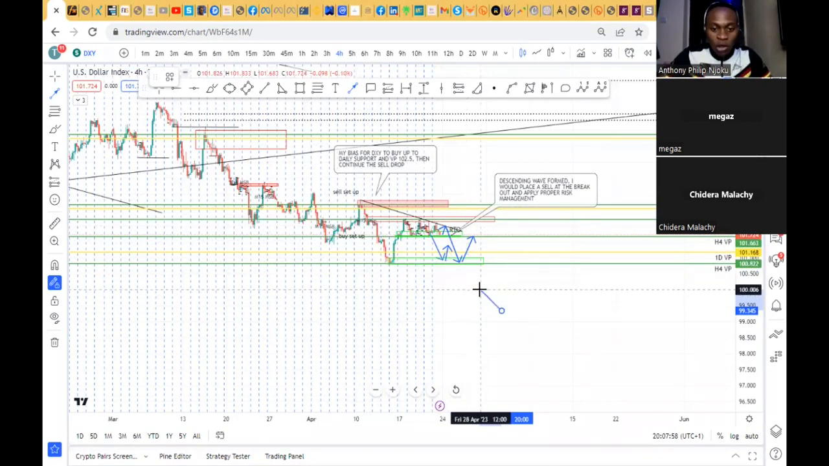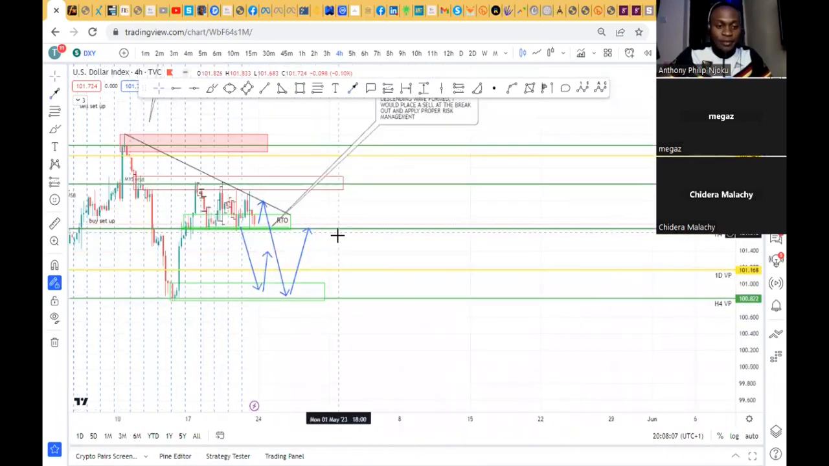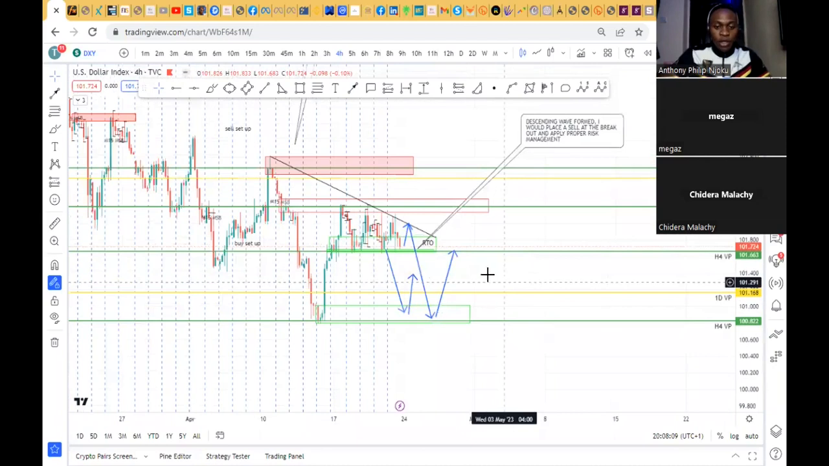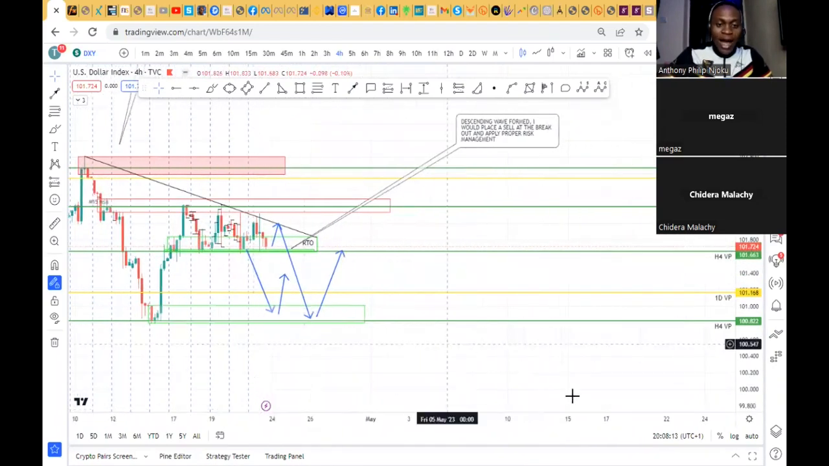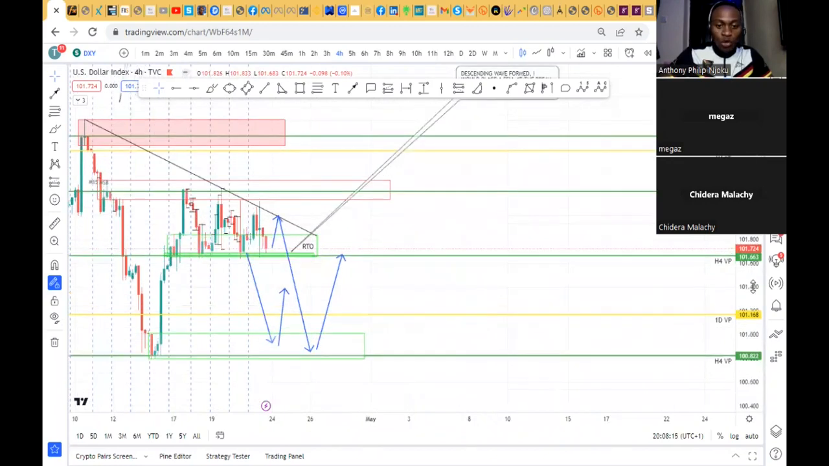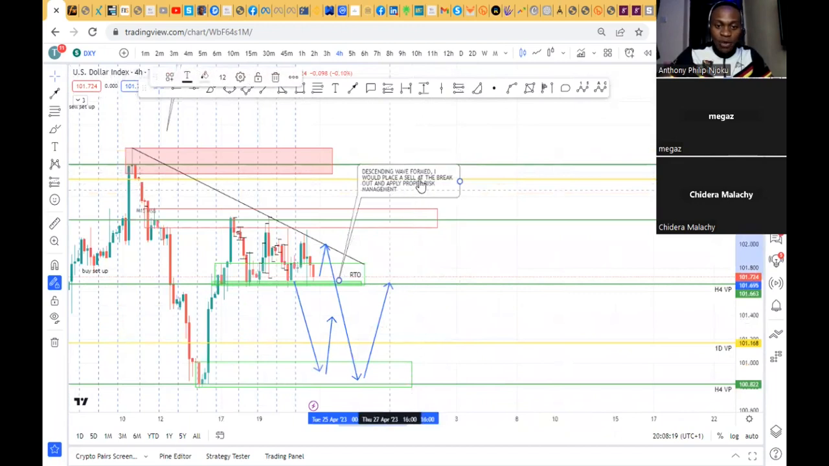I'm expecting the swing low from the dollar, but there was a very complicated structure last week, more like an accumulation phase. So at this point on the dollar, I have two buyers for the market. As you can see over here, you see a descending wedge formed. I would place a sell at the breakout and apply proper risk management.